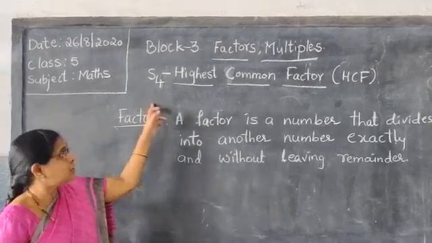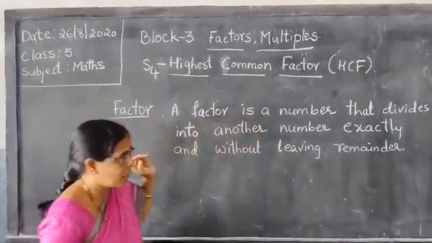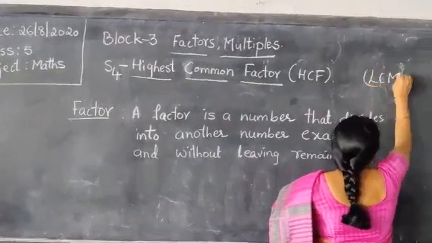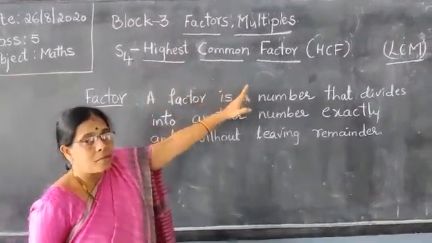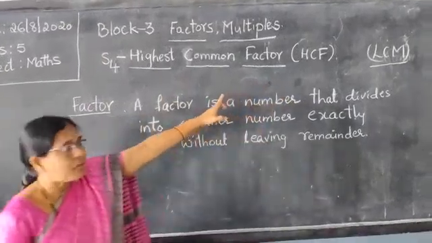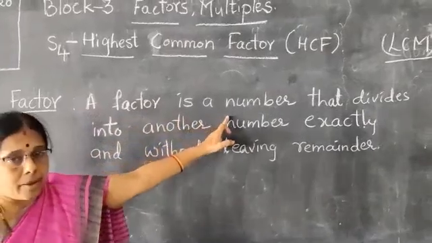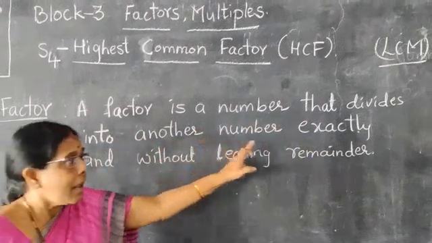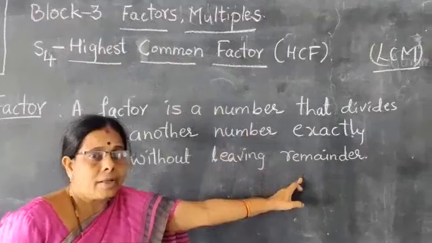Another topic, S4: highest common factor. In the previous class we learned about LCM, least common multiple. This is HCF, that means highest common factor. So what is a factor, children? A factor is a number that divides into another number exactly and without leaving a remainder.